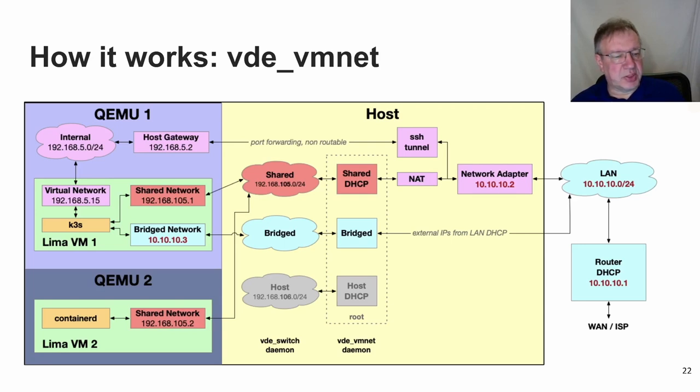The configuration on this slide shows Lima VM1 running K3s, which is using both port forwarding as well as a shared network and a bridge network. The VM number 2 running containerd is only connected to the shared network, so it's accessible from both the host and VM1, but not from the external network.